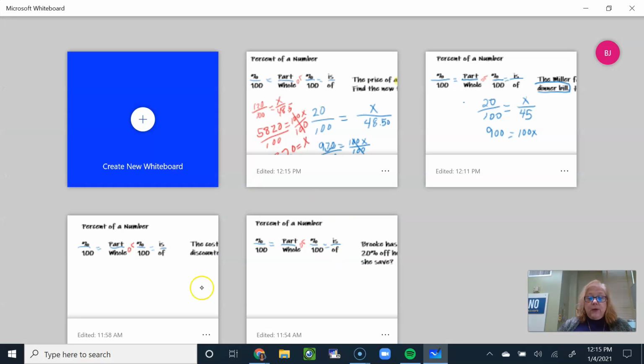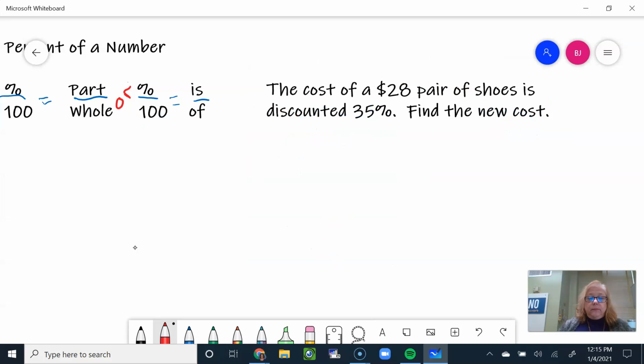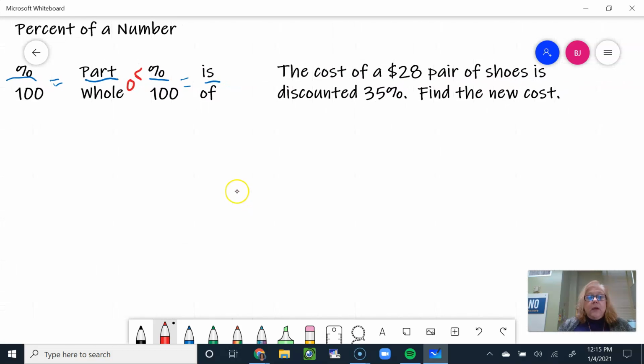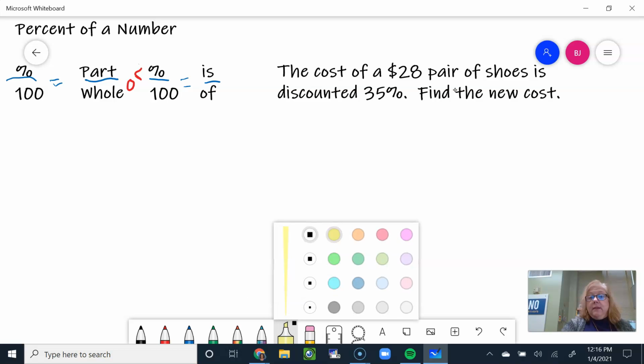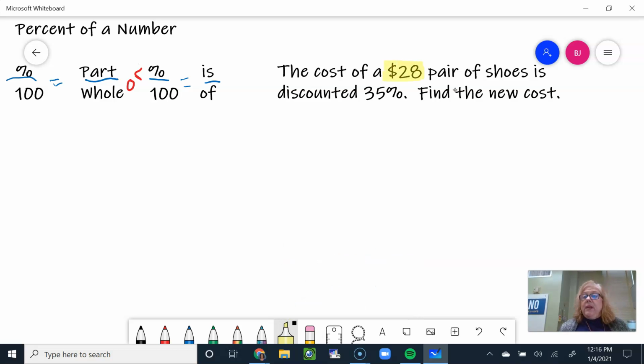I have another question here. Percent of a number, okay? The cost of a pair of shoes is $28. That's our first number. And it is discounted by 35%. Find the new cost. Boys and girls, this word is discounted. Our last one was raised. This one is discounted. If raised means add, what do you think discount means? It means subtract.